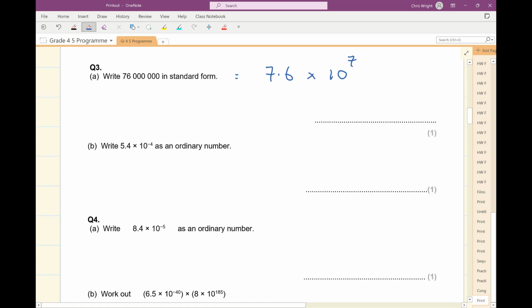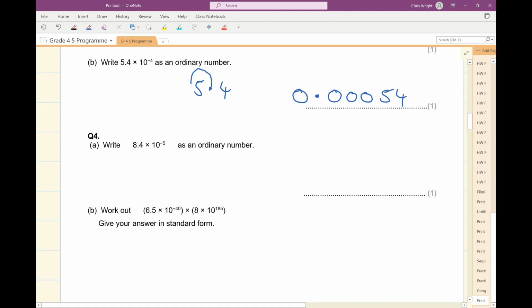5.4 times 10 to the minus 4 is an ordinary number. Well, it starts as 5.4. One hop, I'll need to do 3 more. So the decimal point, 3 zeros, and then the digits 5 and 4. Put a naught in front of the point.